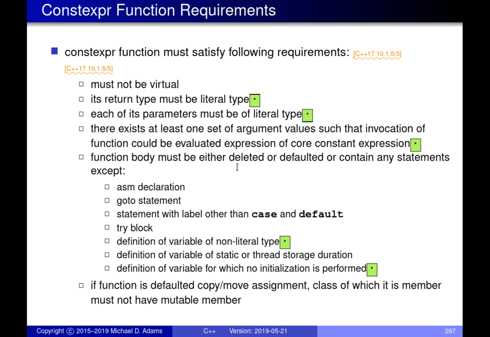Then it goes on and says there's a bunch of things that, if you have an interesting body to the function, it can do pretty much anything except for this long list of things that it can't do. You can't have assembly statements, for example. But anyway, we're not going to be doing assembly directives. The more important things are the ones I've marked with stars. So you can't define local variables that are not literal types. The variables inside the function have to be of literal type.